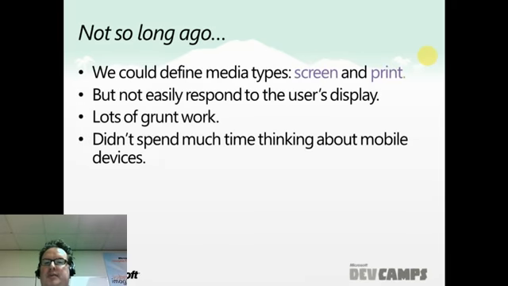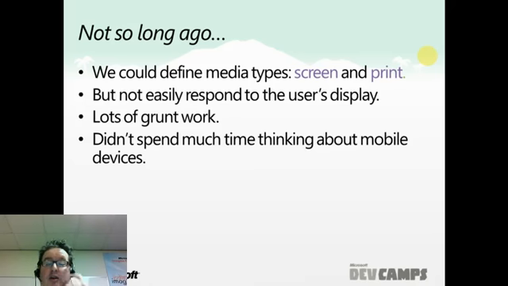So if you think about it, not so long ago, we had the ability to define media types. So within our CSS, we could say, hey, this is meant for screen or this is meant for print. Go ahead and style this page in a certain way. But the problem was that these didn't easily respond to a user's display because, again, the display could be a variety of things on a variety of different devices. To get it to work, we actually had to do a lot of grunt work.